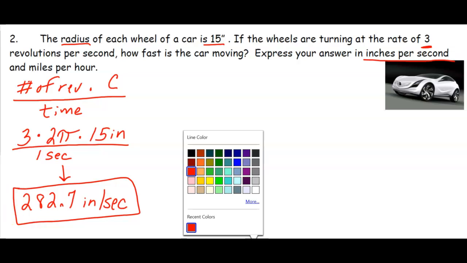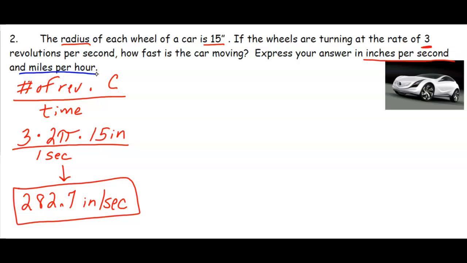Then they want us to convert that because they also want your answer in miles per hour. So you can just build off of this fraction right here. We're going to leave our pi in. I would prefer for you to do your calculation off of this rather than this, because when you multiplied pi out here, this is not an exact value. Keeping pi in will give us an exact value.